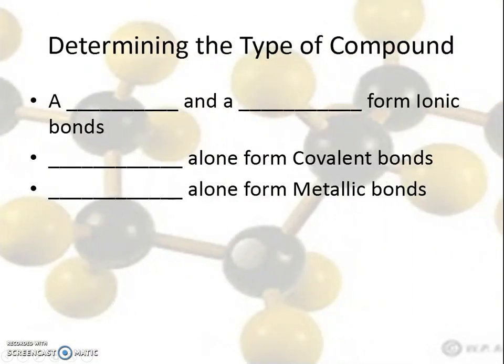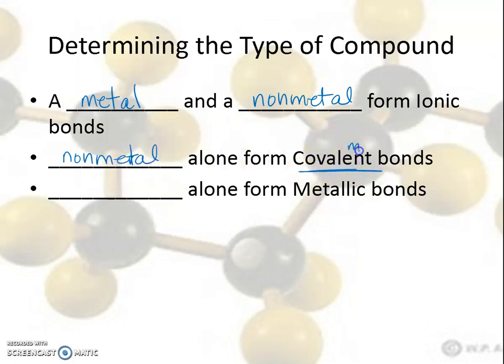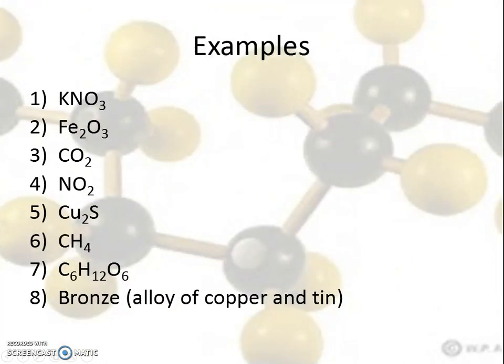Okay. Determining the type of a compound. If it has a metal bonded with a nonmetal, it is going to be an ionic compound. If it is just nonmetals bonded with nonmetals, it's going to be a covalent or a molecular bond. And if it's just metals, it's going to be a metallic bond. That's pretty easy, right? So you need to make sure you know the difference between metals and nonmetals. All right, so examples of these.